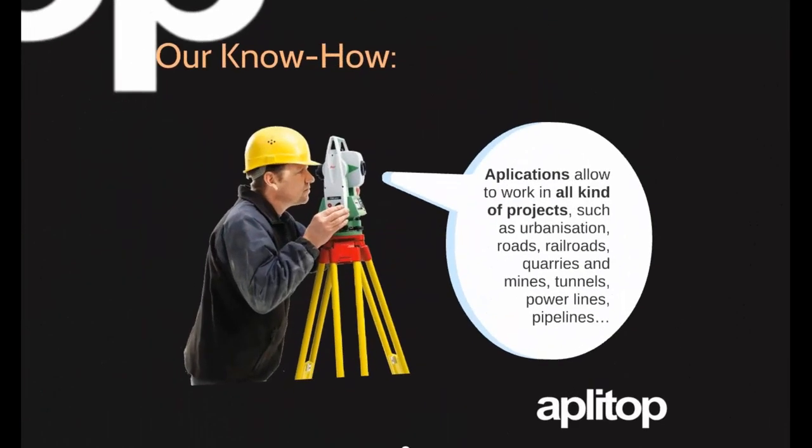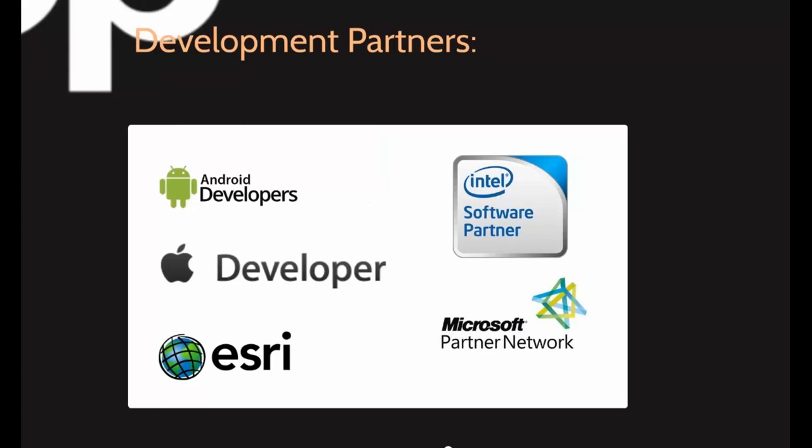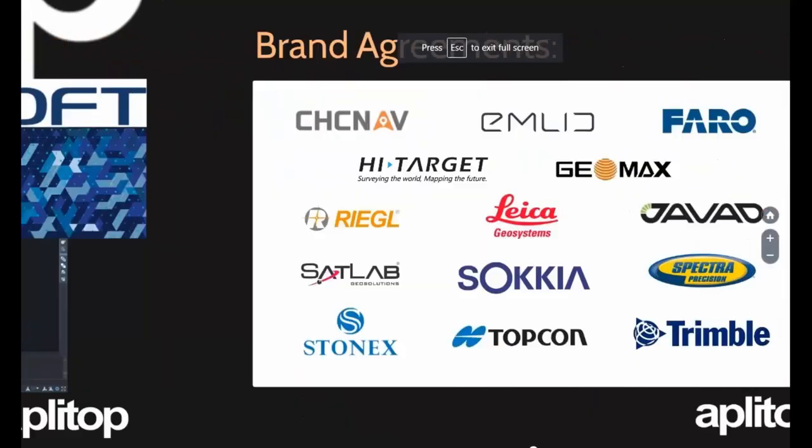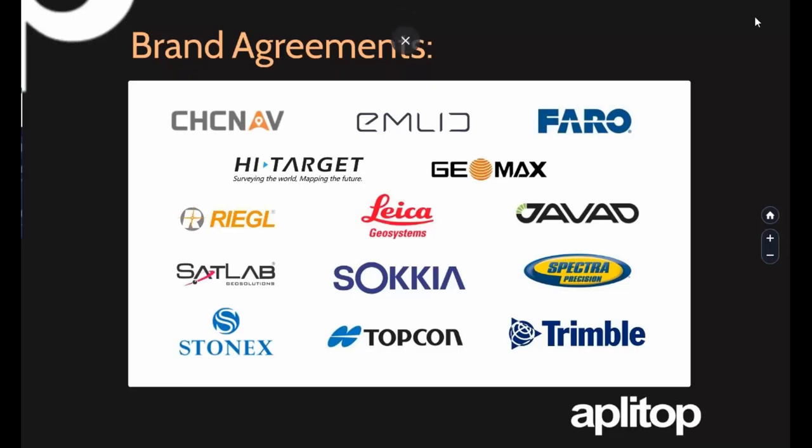Let's talk a little bit about our software, what it is able to do. Our applications are able to make projects like an urbanization, road, manage quantities for volumes. We have solutions for mines and tunnels, or managing power lines and pipelines, that we will have a quick overview of today. The most important thing is you have to know that AppliTop works on Android, on Apple, ARM, Intel, and Microsoft. On our banner on our webpage, you can see that we go faster and smoother with ZWCAD 2021, okay? Sorry for the inconvenience. We also have different brand agreements with CHC, Spectra, Topcon or Soka, where they give us the latest instruments so we can implement their formats in order to have a quick interaction with their instruments in our software.